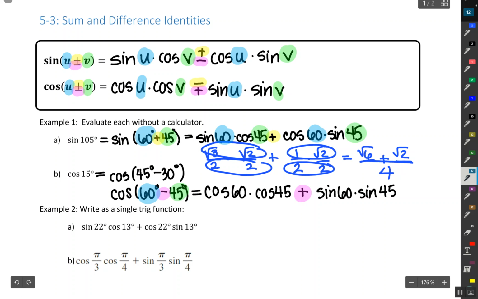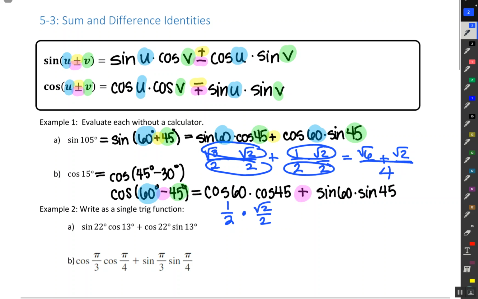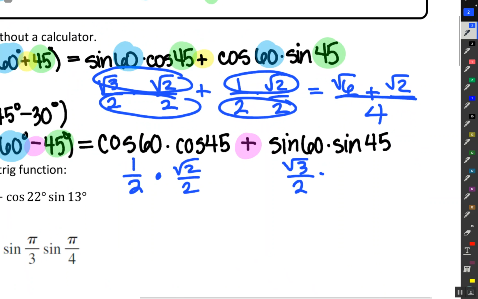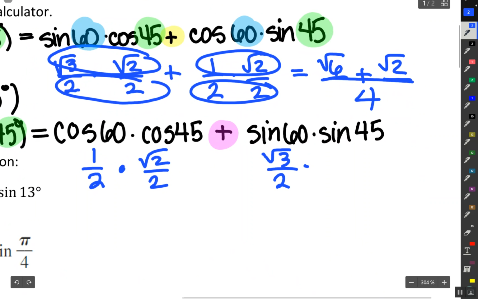All right. So then we just got to go back to our unit circle and figure out what these things are. We already got the cosine of 60. It was 1/2. Okay. We already did the cosine of 45. It's rad 2 over 2. Sine of 60 was the same thing that we just used from before. And then the sine of 45 was rad 2 over 2.